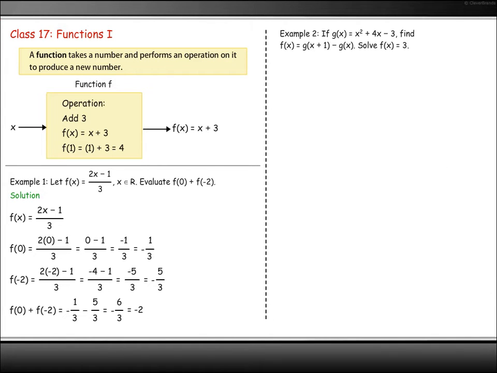Example 2. If g of x is equal to x squared plus 4x minus 3, find f of x is equal to g of x plus 1 minus g of x. Solve f of x is equal to 3. Find g of x plus 1. Replace x by x plus 1. Multiply out and tidy up.